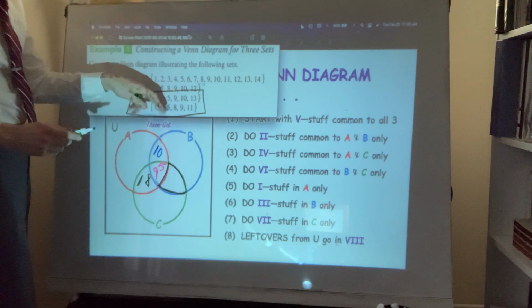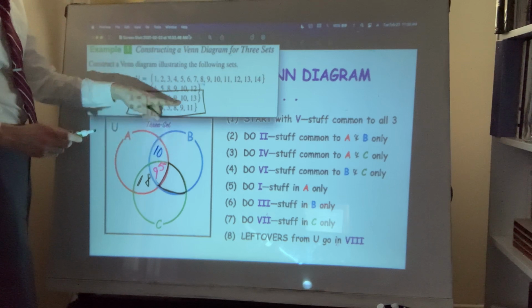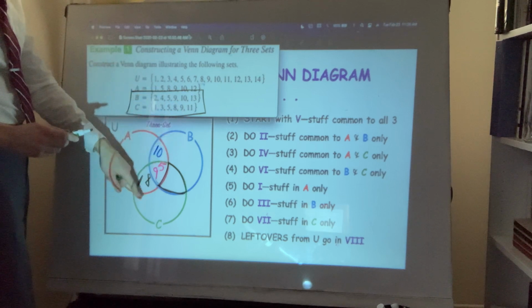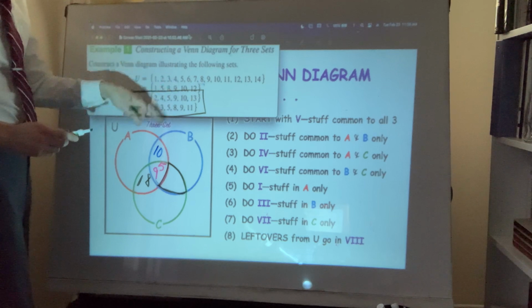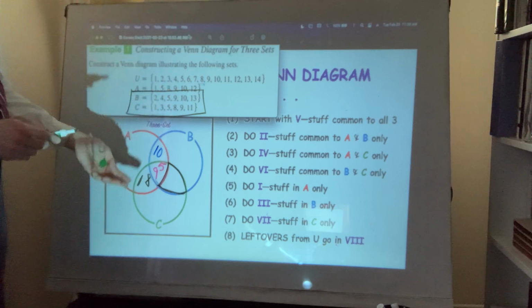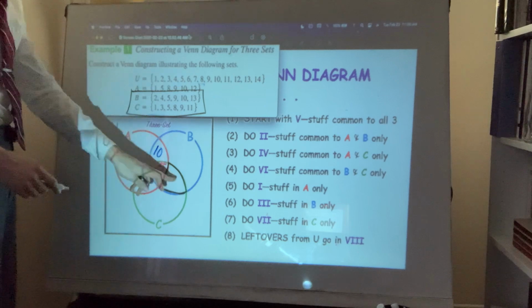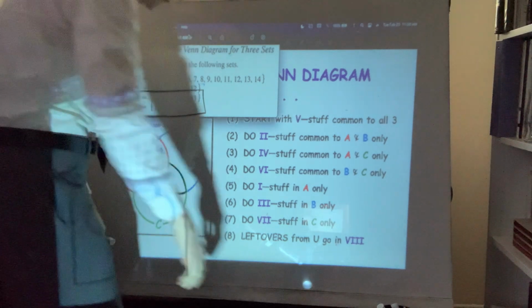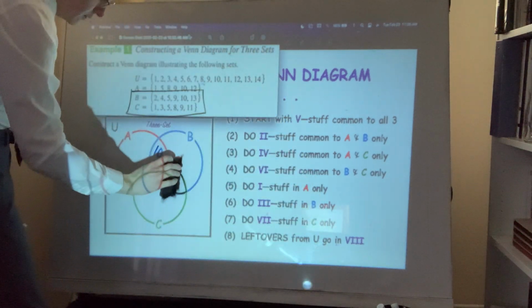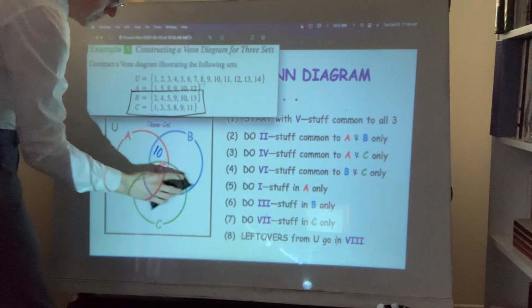10 is in A, pardon me, 10 is in B only. 11 is in C only, 12 isn't included. 13 is just in B, and 14 is not included at all. So this one ends up being just blank, right? There's nothing in there that is in common. So that's done.